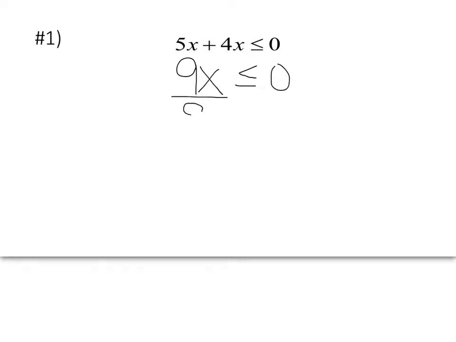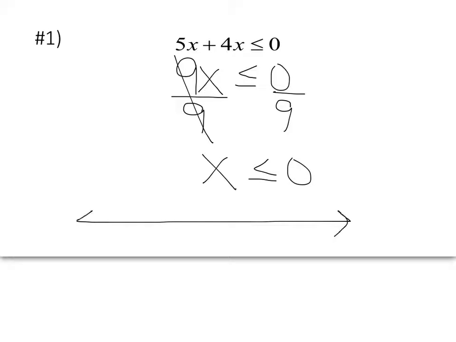And then to isolate the x, we're going to divide both sides by 9, giving me x is less than or equal to 0, because 0 divided by 9 is 0. So when you go to graph this, here is 0, and it's going to be a closed circle. And because your variable is first, you can just shade the direction the arrow is pointing. Remember, this makes an arrow. It's shaded this way. Okay?